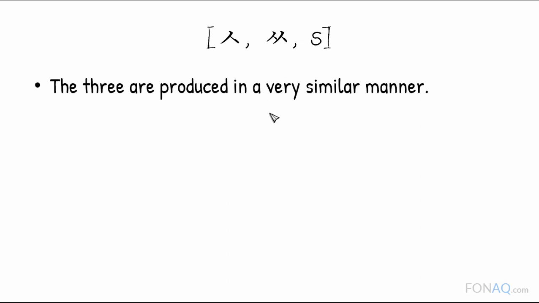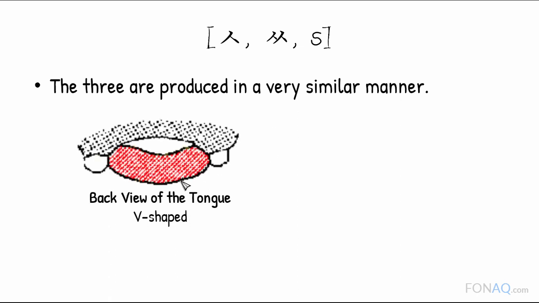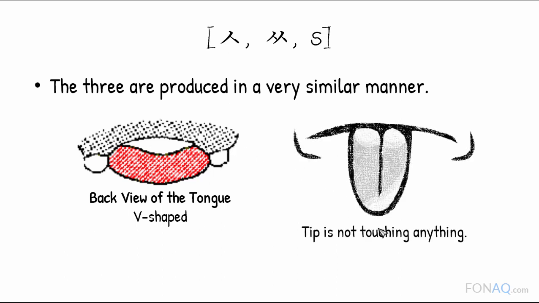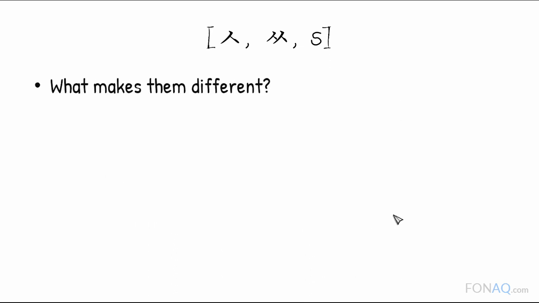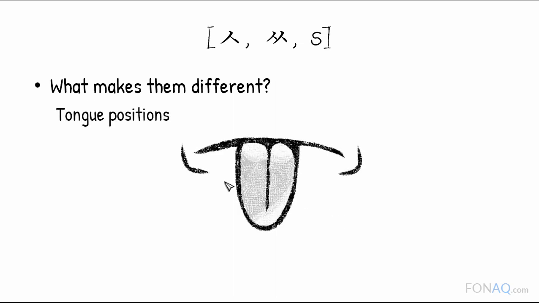If you look at the tongue from the inside of the mouth, it is curved in a V shape. The tongue tip does not touch anything, but the sides of the tongue do touch molars and the roof of the mouth. But we're not as interested in their similarities as their differences. So what makes them different is their tongue positions in the mouth.